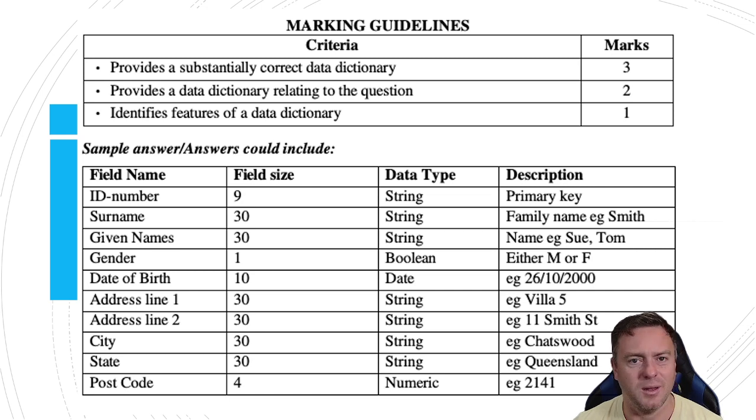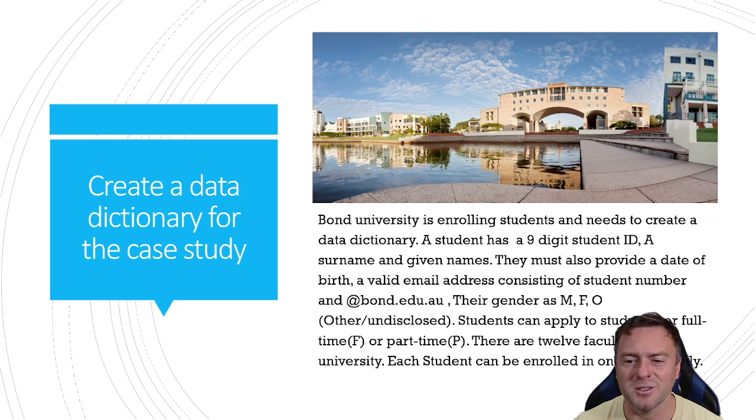Awesome. So here's another challenge that I have for you. So Bond University is enrolling students and needs to create a data dictionary. A student has 9-digit student ID, a surname, and a given name. They must also provide a date of birth, a valid email address consisting of student number, and at bond.edu.au. Their gender can be male, female, other or undisclosed. Students can apply to study either full-time or part-time. There are 12 faculties at the university. Each student must be in 1 faculty only. So have a go, try and build the data dictionary for that. Just pause the video, have a go.